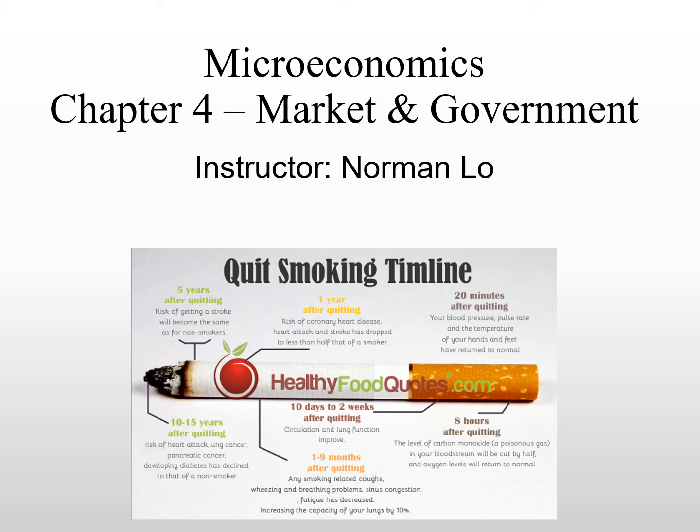Hello everyone, welcome back. This is Microeconomics. So today we are jumping into chapter 4 to talk about how we're going to measure welfare in our supply-demand model and also talk about a little of the government policy tools to fix some market failure problems.